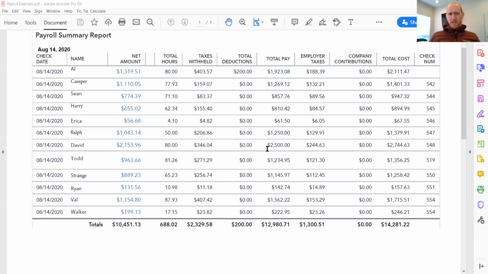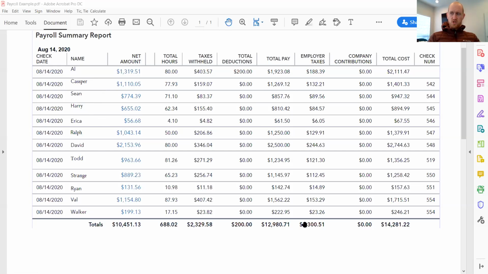Payroll summary by employee for the payroll of August 14th. You should be able to get this information from any payroll processor, any payroll software. The total pay is gross pay. Sometimes the payroll summary will say gross wages. Total pay is gross wages. Whether these are hourly or salary employees is for you to know.